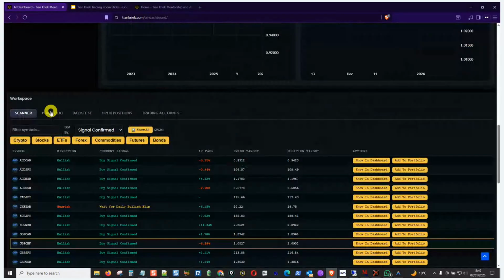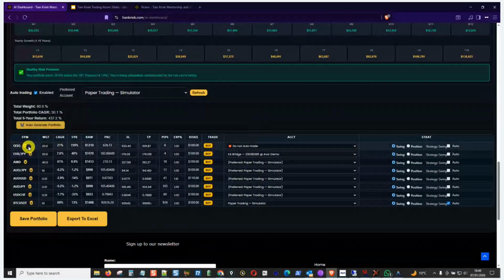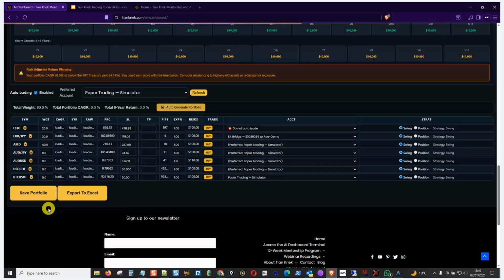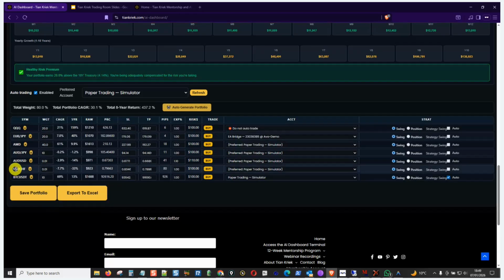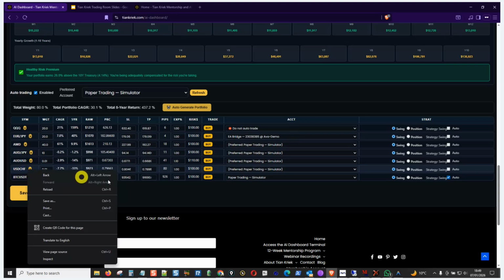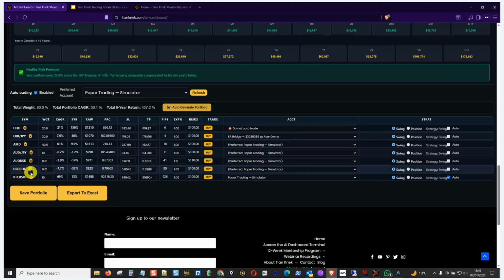So let's have a look at the portfolio that I've constructed. I'm long NASDAQ, QQQ, that's the NASDAQ ETF. Euro Yen I'm long, AMD I'm long, Aussie Yen I'm long, Aussie US dollar I'm long. Again, Aussie Yen I'm long. I might as well remove this one. I don't understand why I've got two Aussie Yens. US dollar Swiss. I am long because I actually want to sell the Swiss franc.